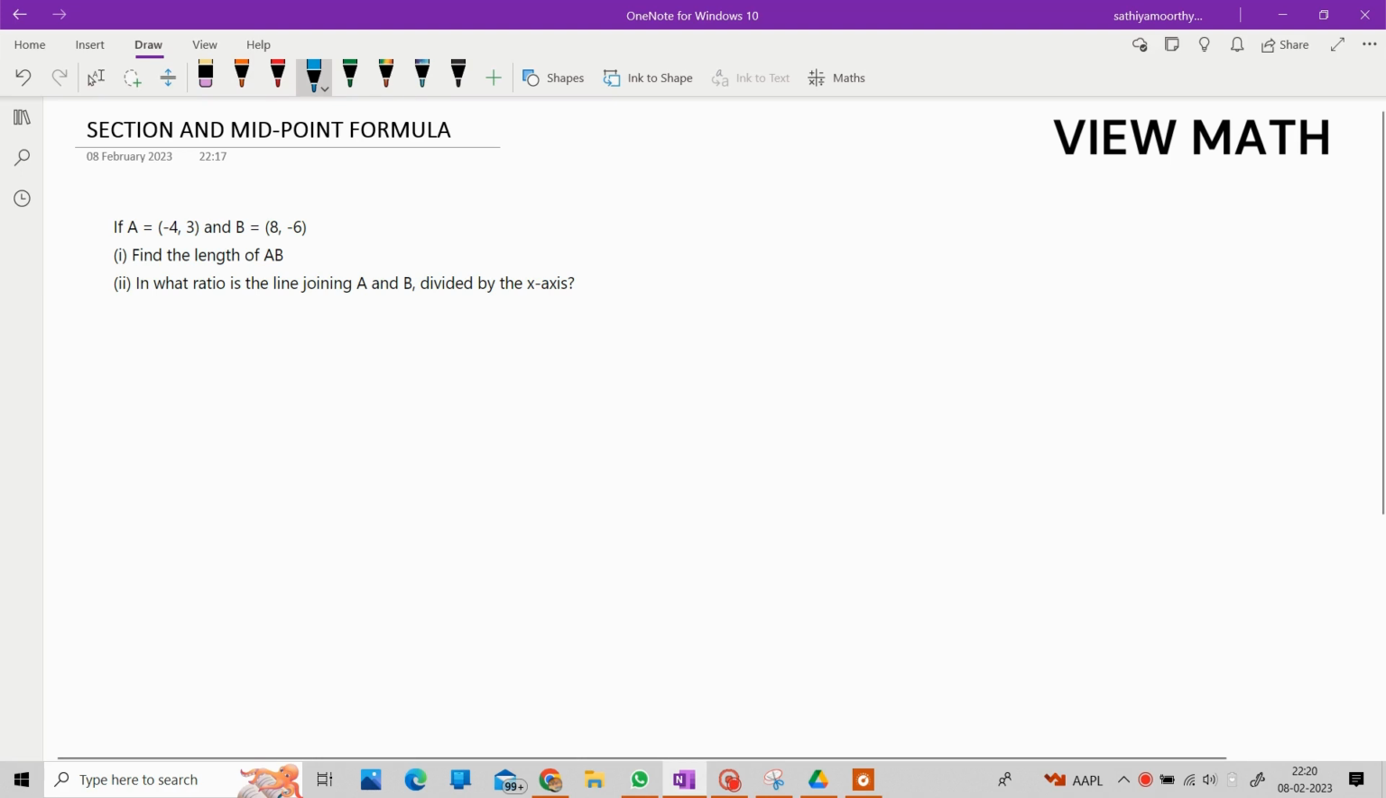Next problem. If A is equal to (-4, 3) and B is equal to (8, -6), in the first subdivision they are asking us to find the length of AB. In the second subdivision, in what ratio is the line joining A and B divided by the x-axis? They are asking us to find out. So first, what they have given is the A coordinate.